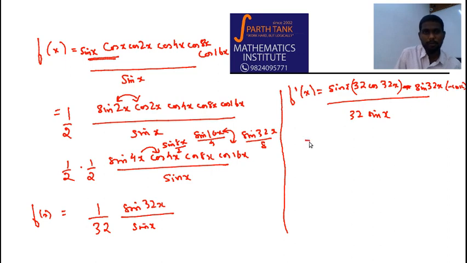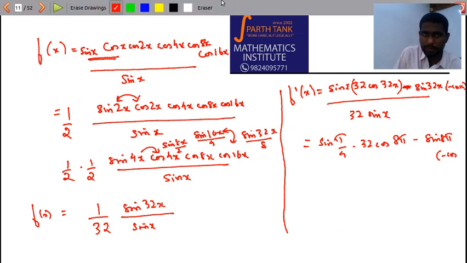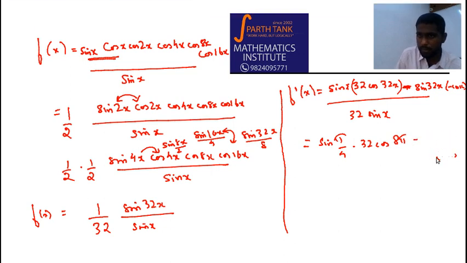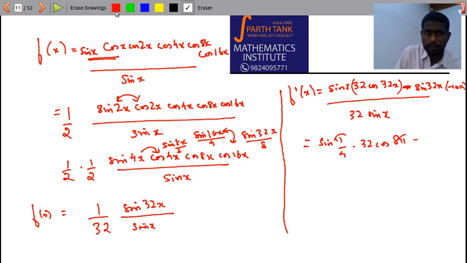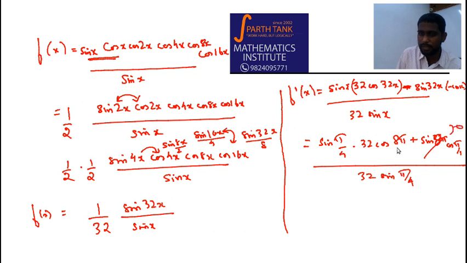Now you substitute x is equal to pi by 4 here. If you put x as pi by 4, it is sin pi by 4 into 32 cos 8 pi, minus sin 8 pi into minus, or I can say plus, no? So this part I can write as plus sin 8 pi cos pi by 4, the whole thing divided by 32 sin pi by 4 squared. Now sin 8 pi is 0, and cos 8 pi is 1.